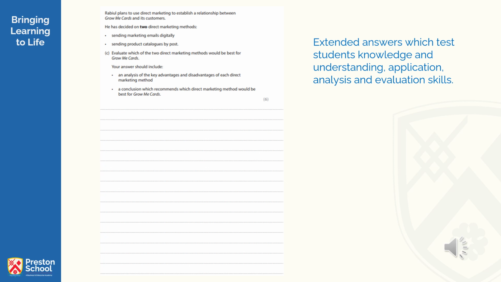So in paragraph 1, you should always include a definition of the email and the benefits and limitations for Grow Me Cards. In paragraph 2, you should always include a definition of catalogues and the benefits and limitations for Grow Me Cards of using catalogues to promote their business. And finally, in paragraph 3, you need to explain which method you think would be best for Grow Me Cards and why it's better than the other choice. We will practice this lots in class.